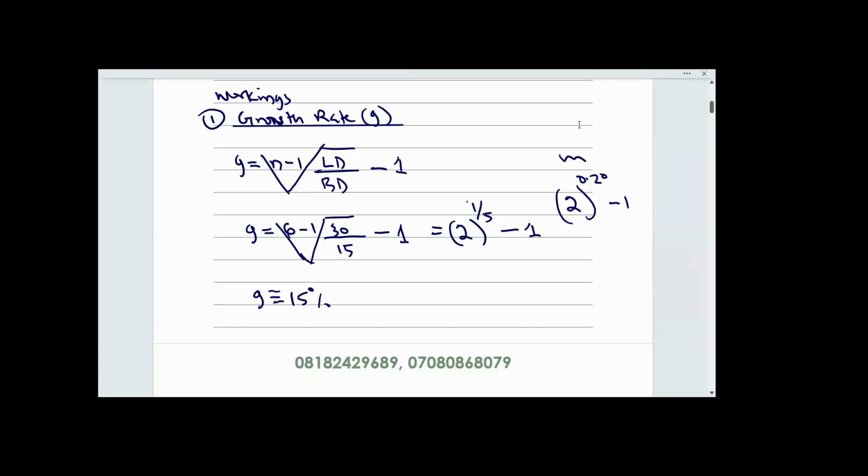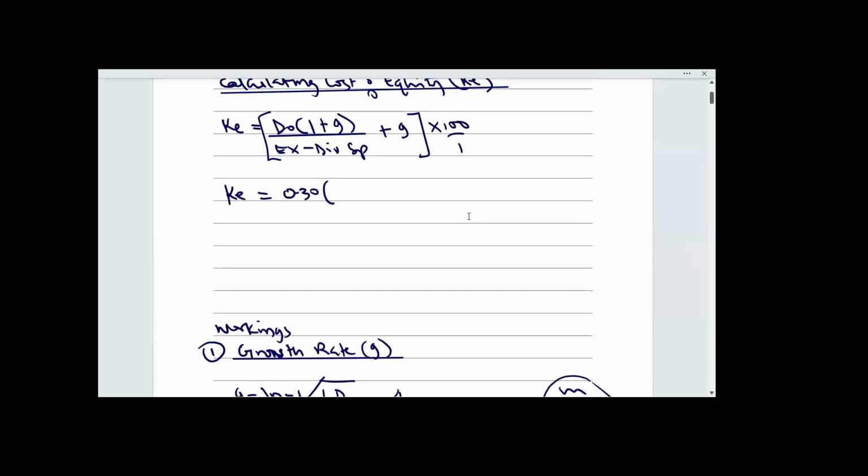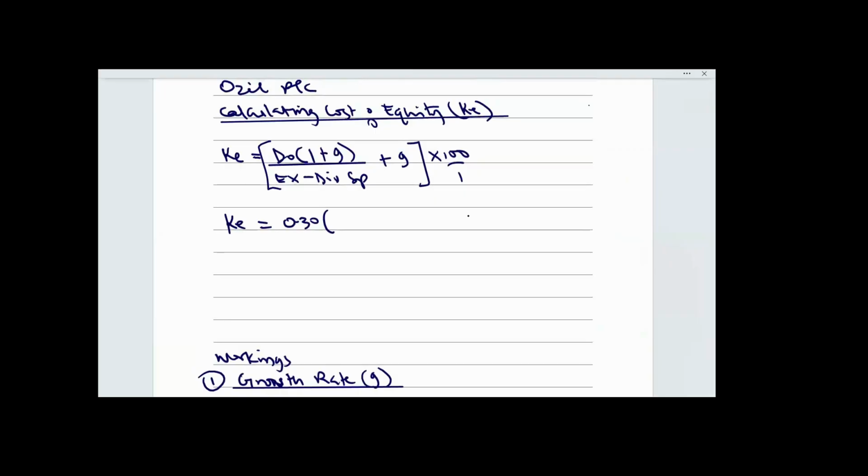Okay. All right. Thank you, sir. Grace, is it clear? Yes, sir. Very clear. All right then. So let's move on. Now, we have calculated the growth rate to be approximately 15%. So let's go back to our calculation. Here is 1 plus 15%, which will give us 1.15.